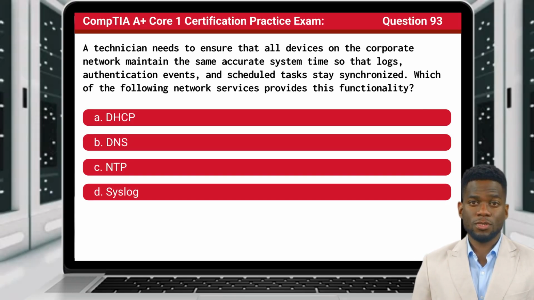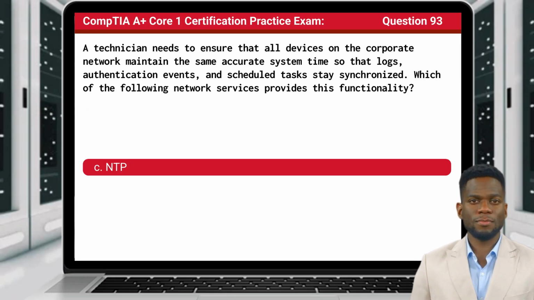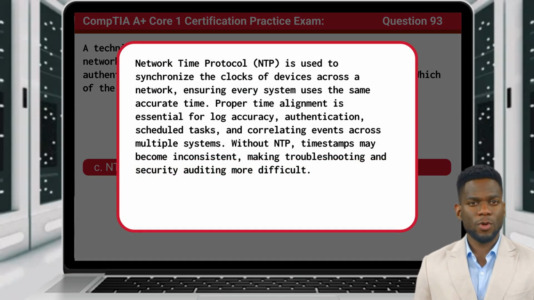The answer is C. NTP. Network Time Protocol, or NTP, is used to synchronize the clocks of devices across a network, ensuring every system uses the same accurate time. Proper time alignment is essential for log accuracy, authentication, scheduled tasks, and correlating events across multiple systems. Without NTP, timestamps may become inconsistent, making troubleshooting and security auditing more difficult.